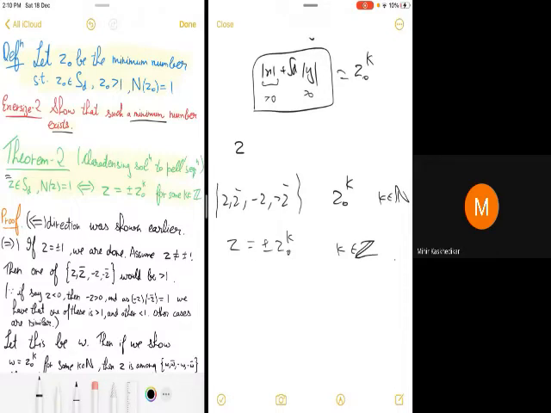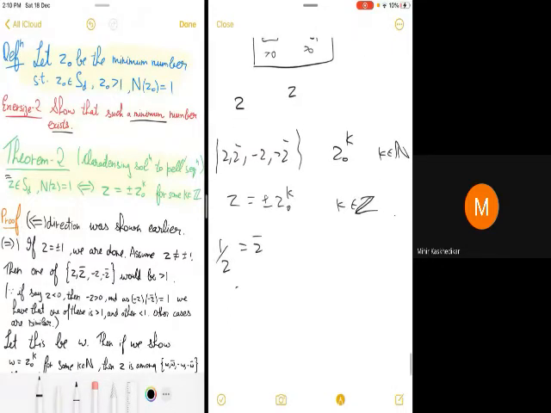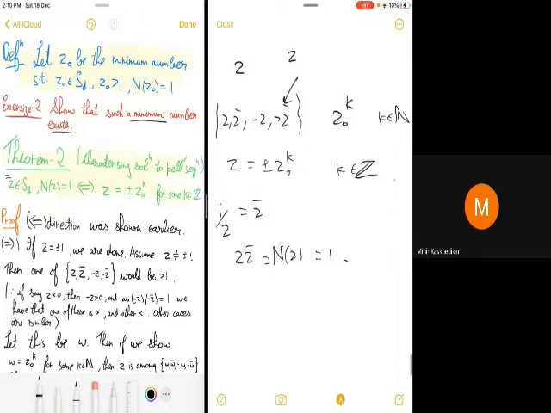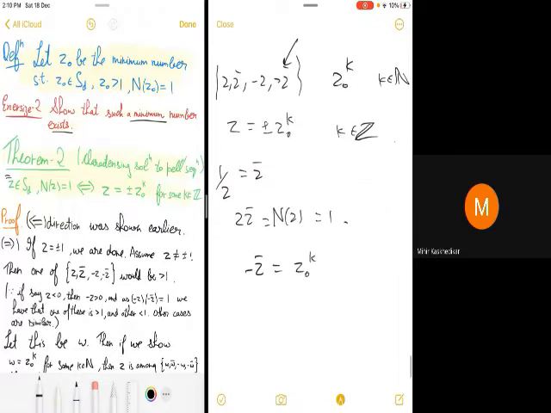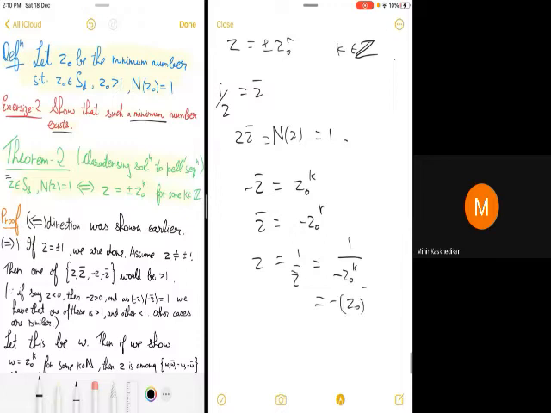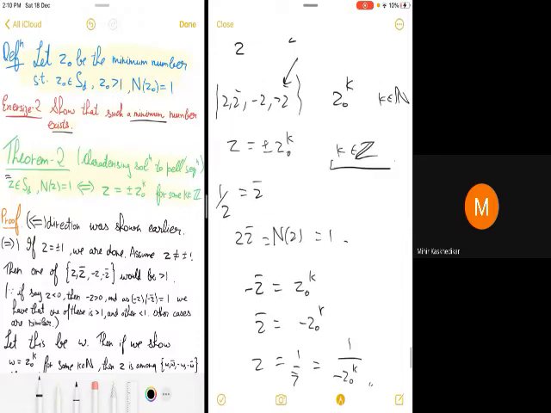Note that if z satisfies Pell, then 1 by z is actually z bar, because the norm of z is 1. So if, say, minus z bar was this, then we would have z bar is this, so z is 1 over z bar, which is 1 over this, which is minus z naught to the minus k, which is indeed of this form. So this is done. Any questions on this?